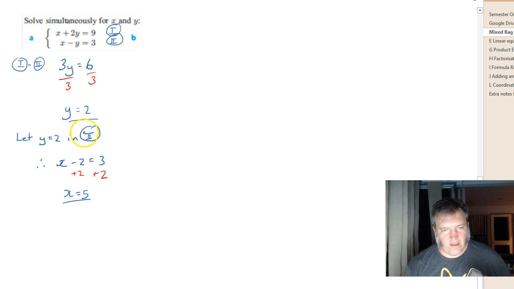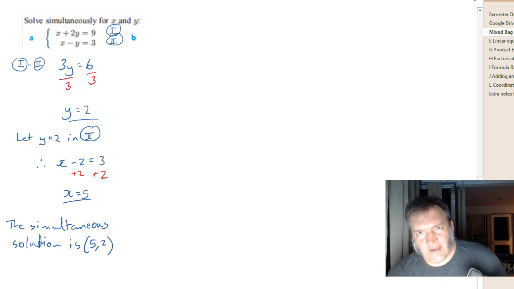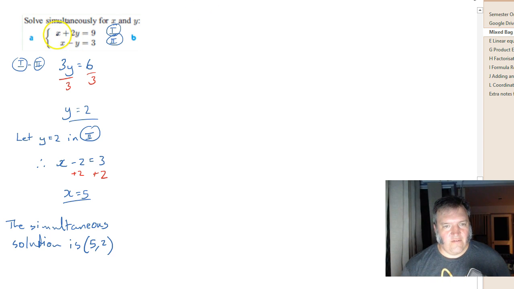Nice if you can write a little statement at the end. The simultaneous solution is 5, 2. We could substitute it into each one and check we get the same result for each one. 5 plus 2 2s are 4, 5 plus 4 is 9, 5 minus 2 is 3. Looks like we're right. What about if I wanted to do substitution?